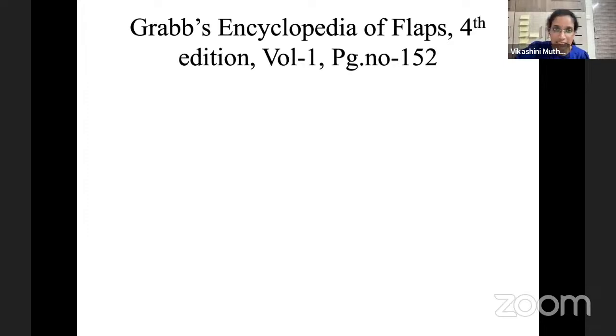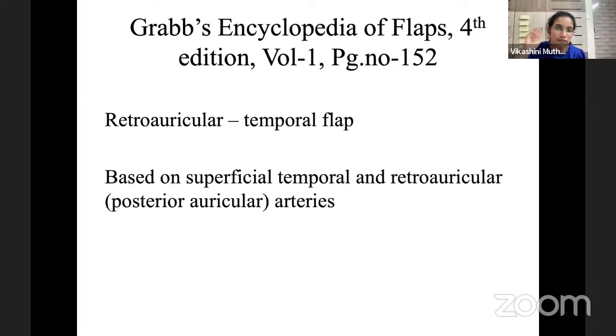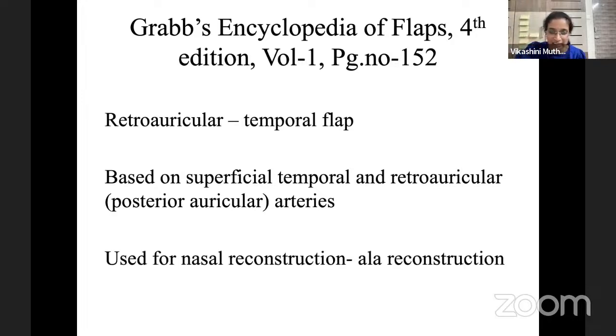Fourth edition, volume 1 states that this fascia flap is nothing but it's a retroauricular temporal flap. So it's a retroauricular temporal flap, and it was first described or demonstrated by the surgeon Washio, hence the name Washio flap, Dr. Washio. So it's based on the pedicles of superficial temporal and the retroauricular arteries. And it's used for the nasal reconstruction, especially the alar reconstruction.